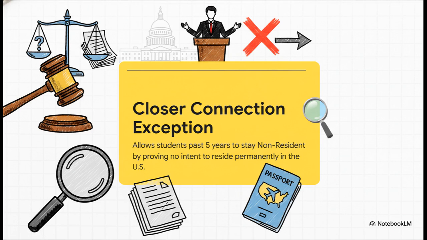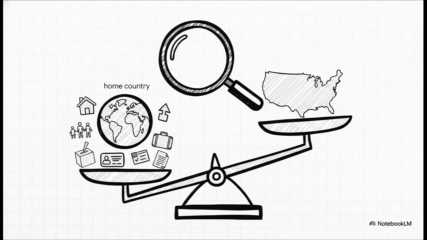But here's the catch. The burden of proof flips entirely onto you. You have to actively prove that you don't intend to live here permanently and that your real home is in another country. And how do you prove it? The IRS uses a facts and circumstances test. They're going to look at everything. Where's your permanent home? Where's your family? Where's all your stuff? What country is on your driver's license? Where do you vote? They want to find your life's center of gravity. And let me be clear, making this claim is a significant audit flag. You better have your ducks in a row.